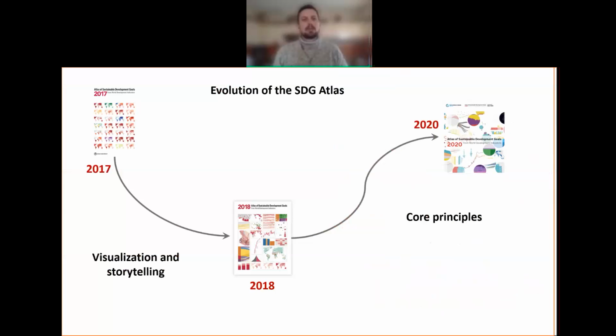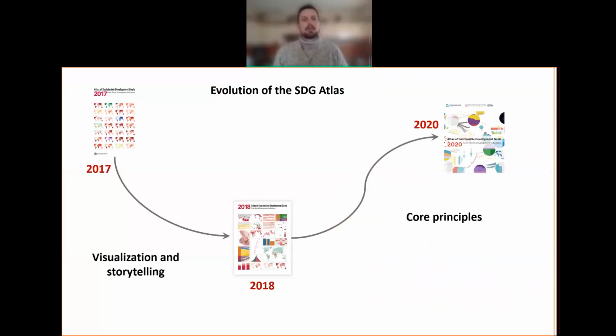So what I would like to do today is basically focus a little bit on the evolution of the SDG Atlas from this first edition in 2018 to the subsequent iteration in 2018 and the most recent one. And I'm going to try to focus and highlight how the visualization and storytelling has evolved across those 3 editions, and also try to emphasize the core principles that I think underpin each one of these releases.